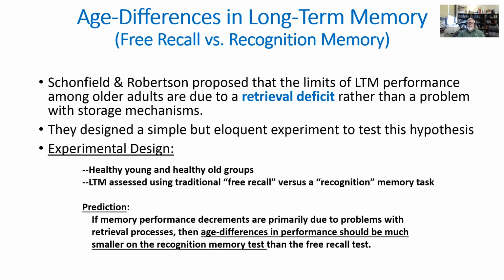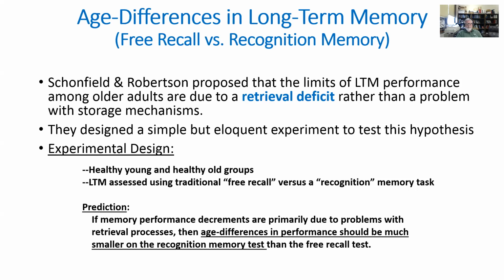And they proposed that the limits of long-term memory performance among older adults were due to retrieval deficits rather than due to problems with storage mechanisms. They actually reviewed the scientific literature and made a good case for this hypothesis that essentially the problems older people have with long-term memory are because of retrieval and not because of storage. And they designed a somewhat simple yet elegant study to take a look at this hypothesis. So let's take a little bit of a look at their design, and then let's review the results and see if they make sense.